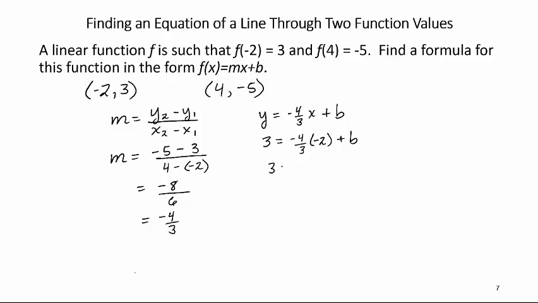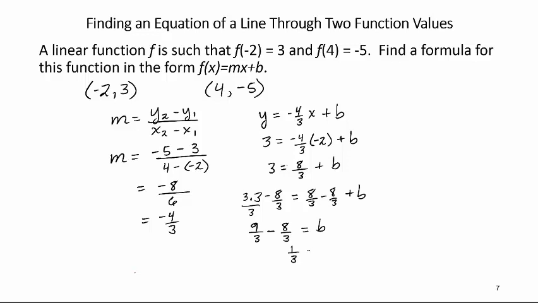So I'm just sticking in negative 2 and 3 for the x and y respectively. Okay, so I'll have 3 equal to 8/3 plus b. Now I want to subtract 8/3 from both sides to get b by itself. 3 minus 8/3, we've got to get a common denominator of 3 there, right? So I have to multiply top and bottom by 3. So I'll have 9/3, which is equivalent to 3, minus 8/3 is equal to b. So 9/3 minus 8/3 is equal to 1/3. So 1/3 is equal to b.